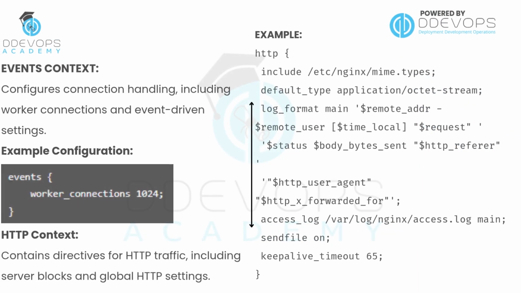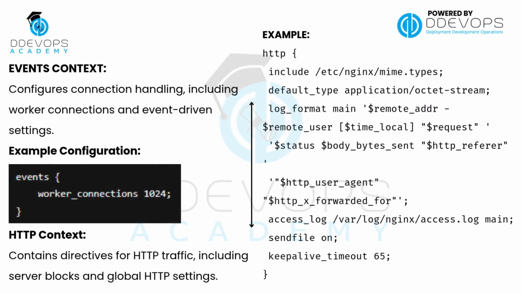Events context. Configures connection handling, including worker connections and event-driven settings. Check the example configuration for more understanding. HTTP context. Contains directives for HTTP traffic, including server blocks and global HTTP settings. Examples have been included for your reference.